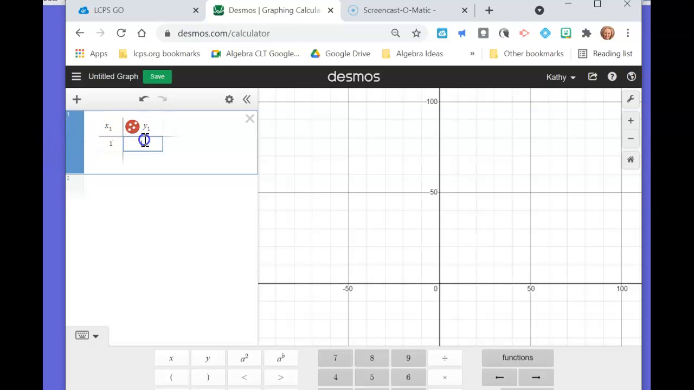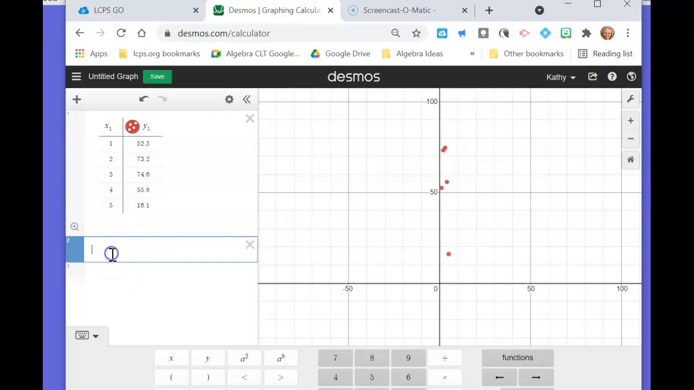So I've got my 1 is 52.5. My second is 73.2. My third second is 74.6. And then the fourth is 55.8. And then after the fifth second, we've got 16.1. There we go, put the data in again. Sorry about that. And again, it's good practice.